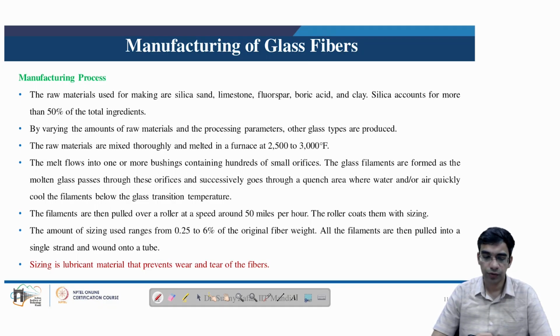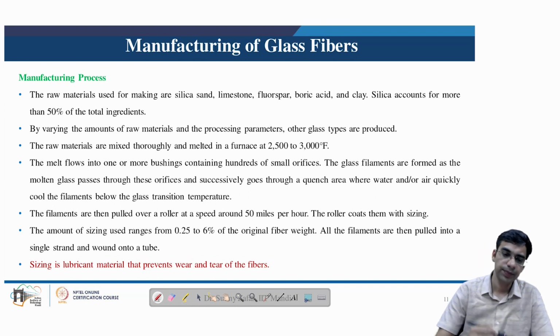The amount of sizing used varies between 0.25 to 6% of the original fiber weight, and then all filaments are pulled into a single strand and wound over a tube. This pulling of the strand aligns the molecules in the glass fiber in a specific direction, that is the preferred direction of loading, and the sizing also acts as a lubricant on the surfaces of the glass fiber to prevent wear and tear during handling or processing in general.